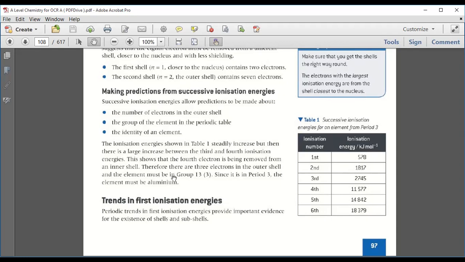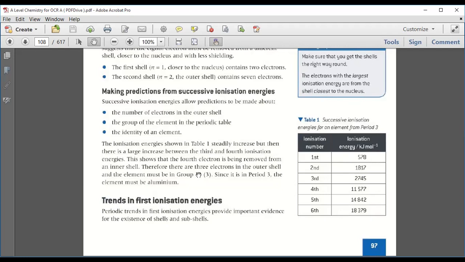The element must be in group 3 since it is in period 3. Now, as the third one is removed, it is in period 3. 3 electrons are there, it is in period 3. So we can say that it is in group 13. Can you repeat the group and the period? As we have removed 3 electrons from the outermost shell, there are 3 electrons in the outermost shell, and the element must be in group 13.